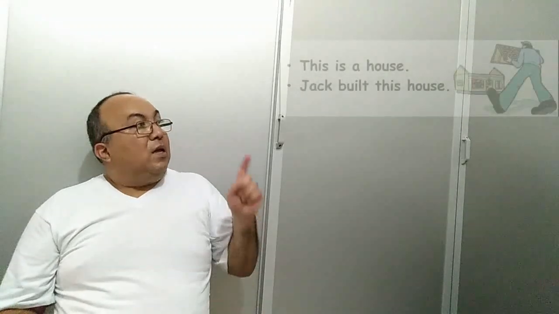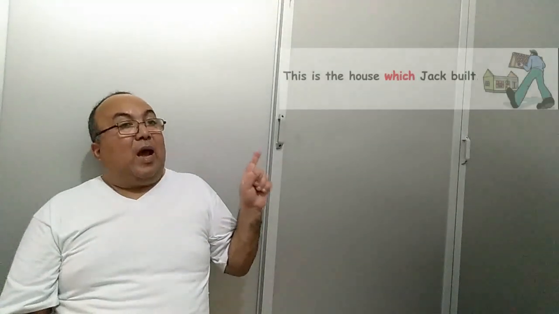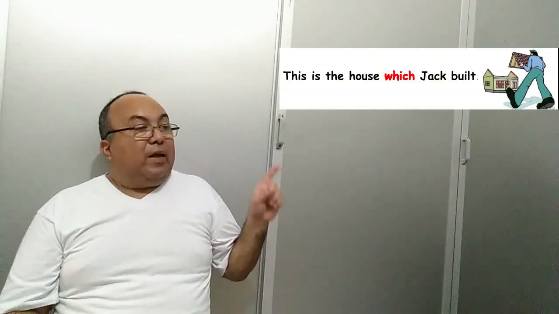Third example. Other two little sentences. This is a house. Jack built this house. So, the new sentence with the help of the relative pronouns will be, this is the house which Jack built. Why do we use which? We use the relative pronoun which because the house is a thing. Okay?